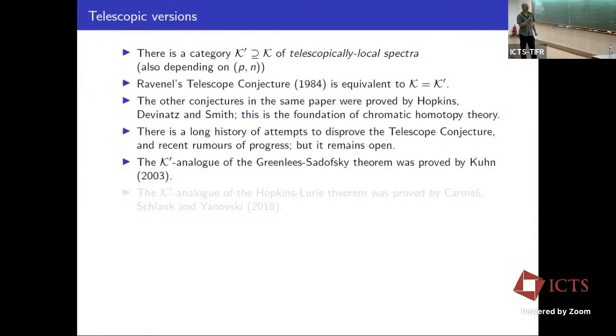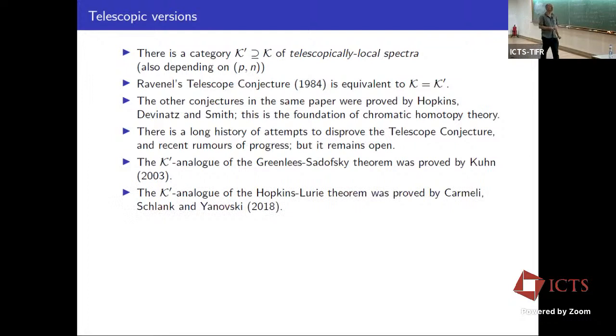A telescopic analog of it was proved by Nick Kuhn in 2003. And then recently, Carmeli, Schlank, and Yanovski proved the telescopic analog of the Hopkins-Lurie ambidexterity theorem in 2018. And in fact, these three and other people in the same circle have proved a whole bunch of new stuff generally around the same circle of ideas of ambidexterity in the last few years.